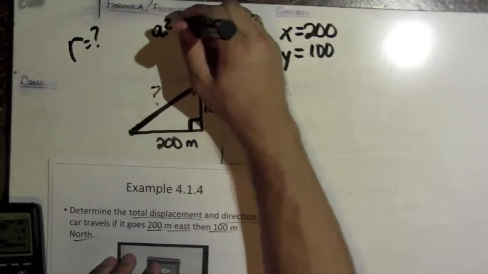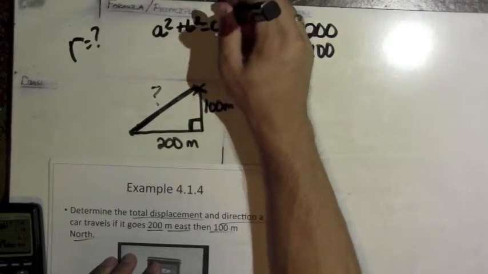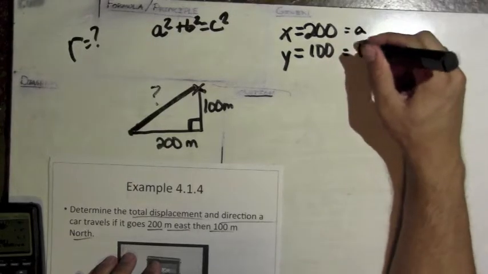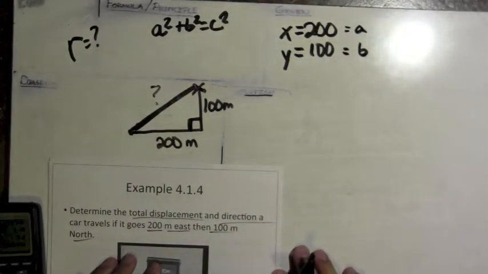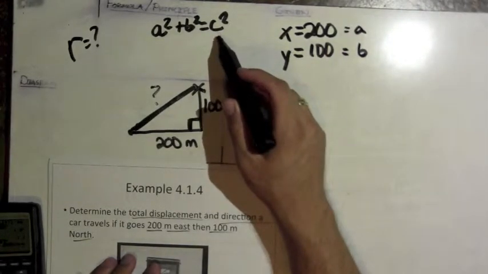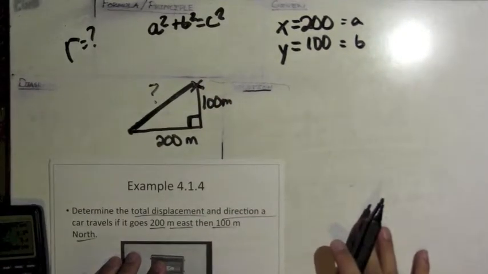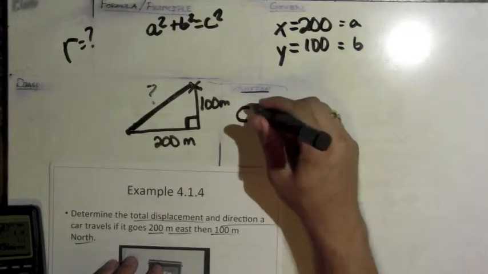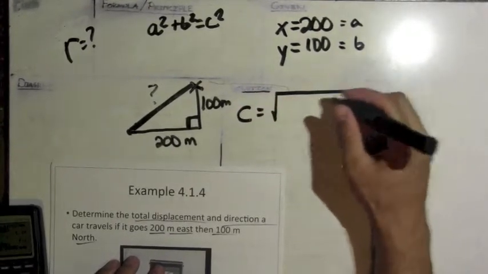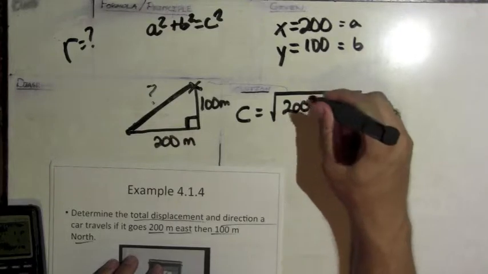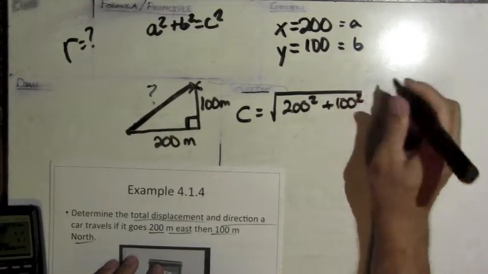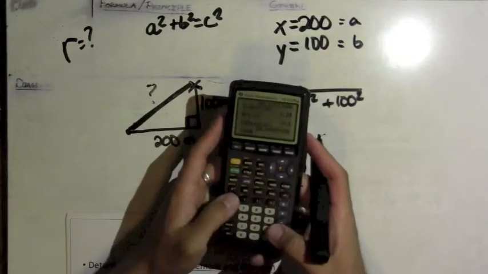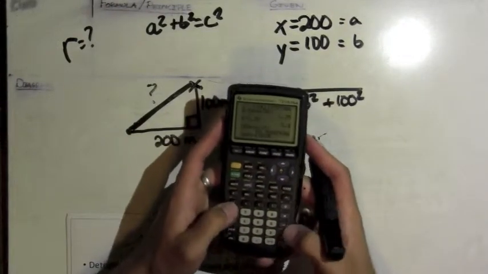A squared plus B squared equals C squared. Now it doesn't matter what you define as A or B. I'm just going to call X A and Y B. The only thing that matters is really that C has to be the hypotenuse. So at this point we're going to go ahead and say, alright, C is going to equal the square root of 200 squared plus 100 squared, or in your calculator, 200 squared plus 100 squared.